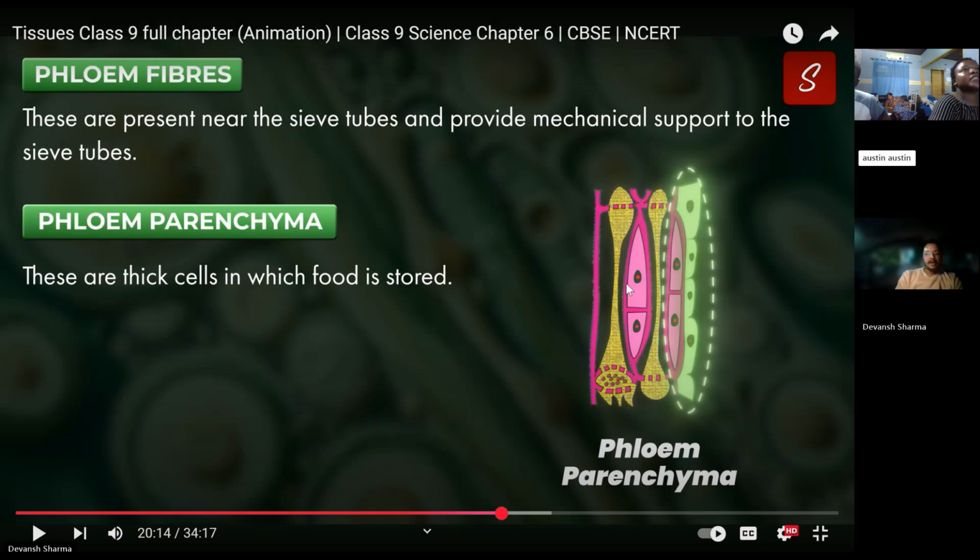You said phloem fiber helps to provide mechanical support. Yes, support to the sieve tubes.